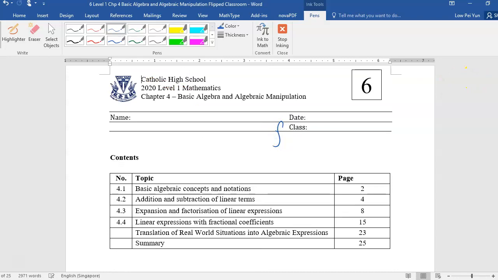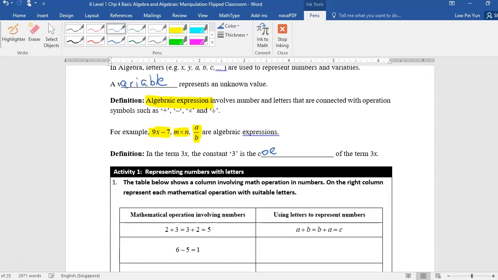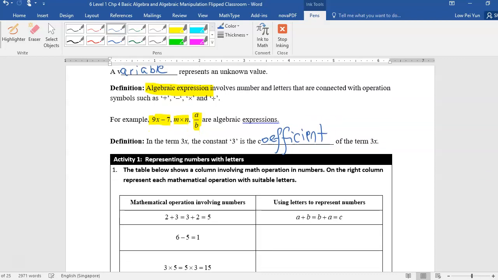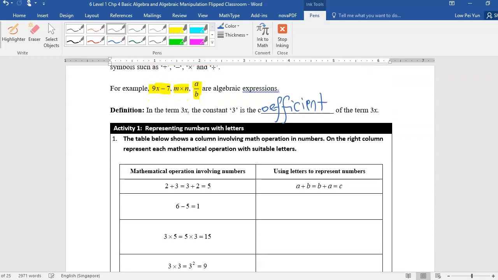coefficient. My apologies, let me try that again. The coefficient. This is an E. Coefficient of the term 3x. The coefficient of the term 3x is 3, okay?